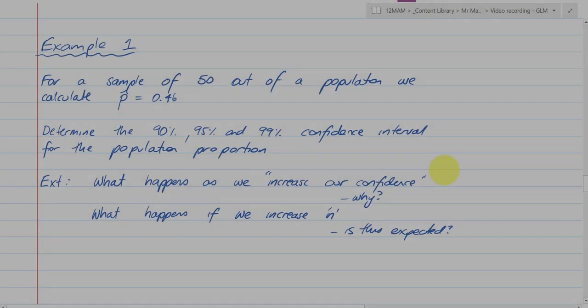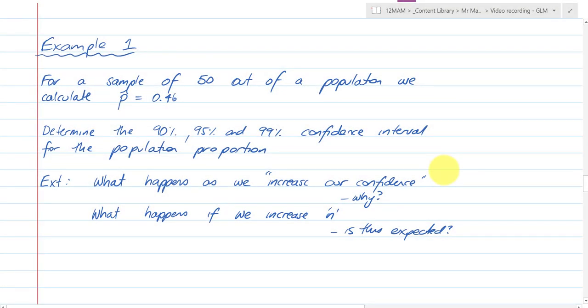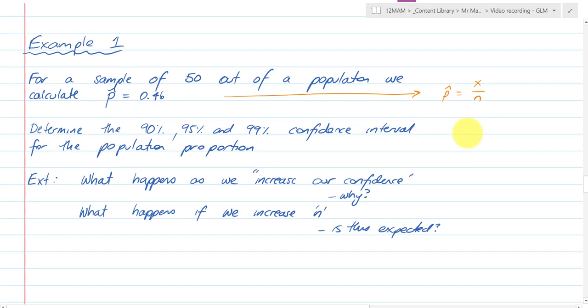A sample of 50 out of a population, we calculate that p hat is equal to 0.46. An important note here: p hat, you remember, is equal to x over n. So x is the number in the sample that met the certain attribute. n is the number of values in the sample, which is 50.